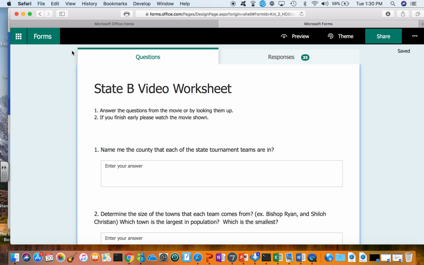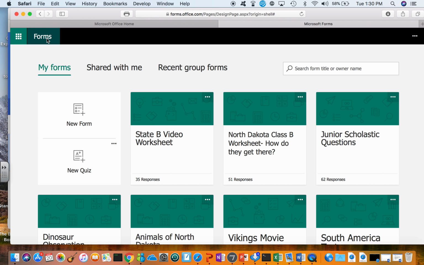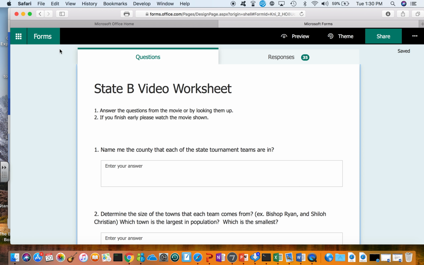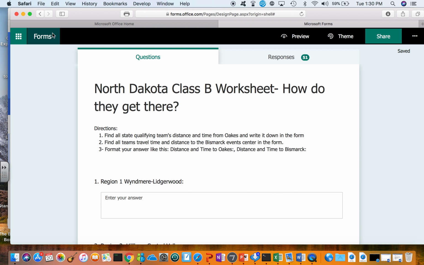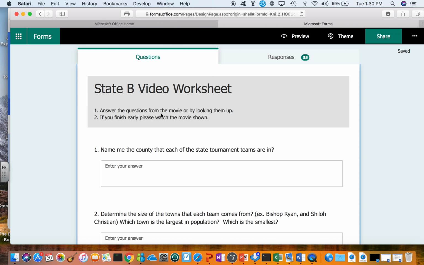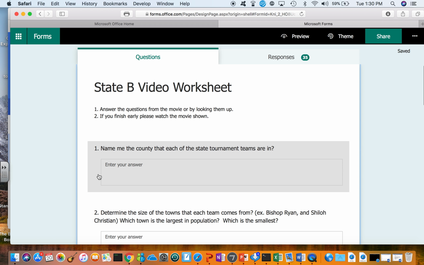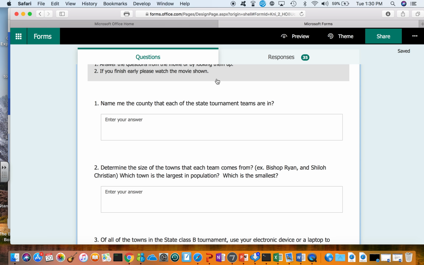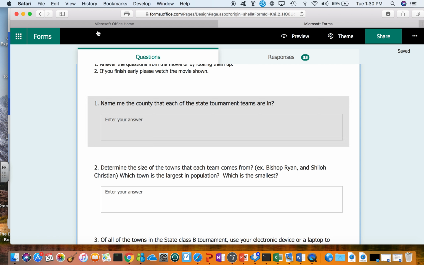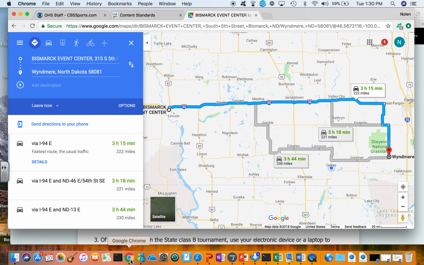All you need to know for this is you need to know the 8 teams in the state tournament, which are located on this sheet, and you need to use some common sense. So if I start with number 1, name me the county each of the state tournament teams are in. I must go back to the other worksheet. I must look at the towns again, and I must figure out which county each one is in. So for example, I'm going to use Wyndmere again.